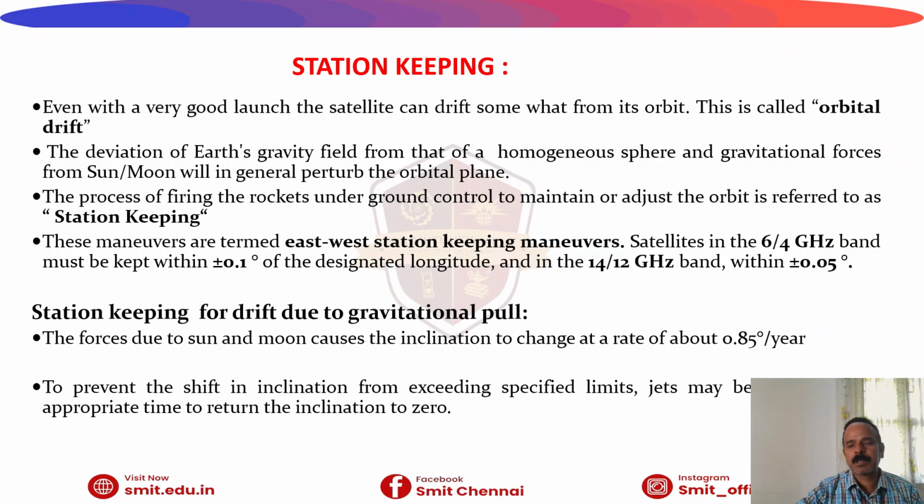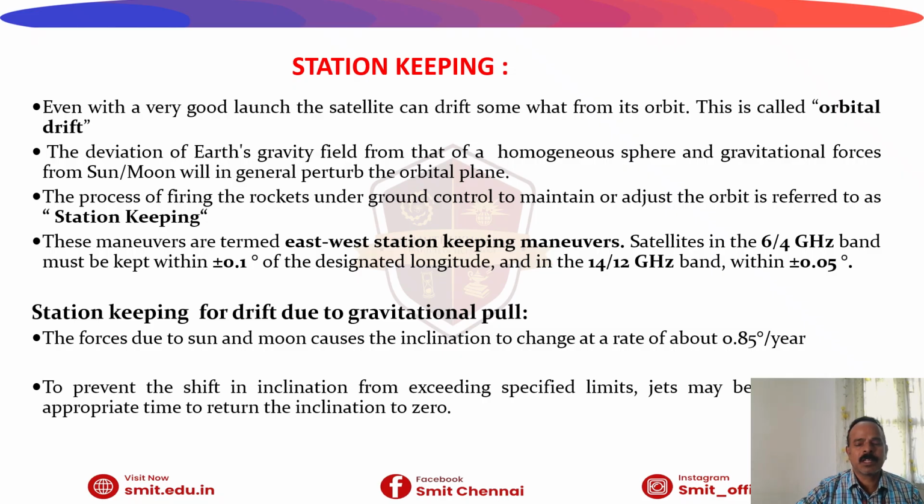Station keeping. What is station keeping? In spite of all the problems that make the satellite drift or deviate from its original position, we have to maintain the constant orbital position. That is called station keeping. The station keeping maneuvers can be done by means of the earth station. There are two types of maneuvering, one in the east-west direction, the other in the north-south direction. So both should be done.